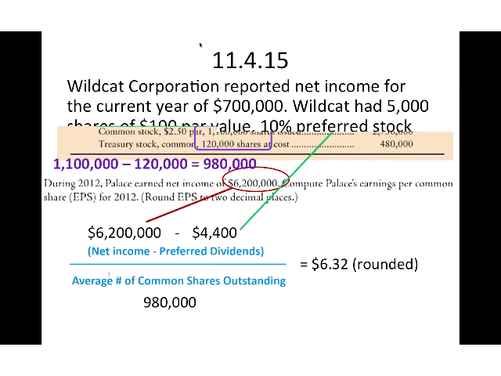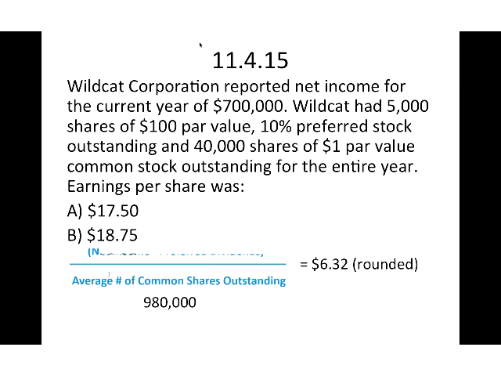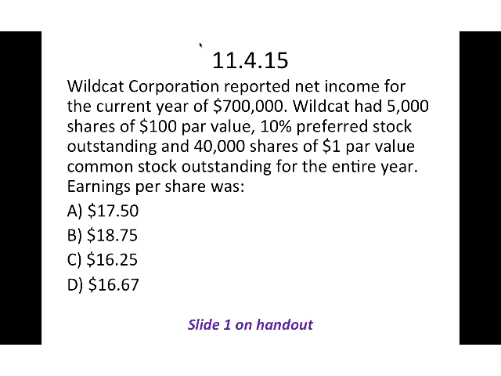Okay, so let's start doing questions. So these are on your handout. And this one, I want you to work out. It tells us that we had net income for the current year of $700,000, 5,000 shares of $100 par value 10% preferred stock, and 40,000 shares of $1 par value common stock outstanding for the entire year. Earnings per share was what?